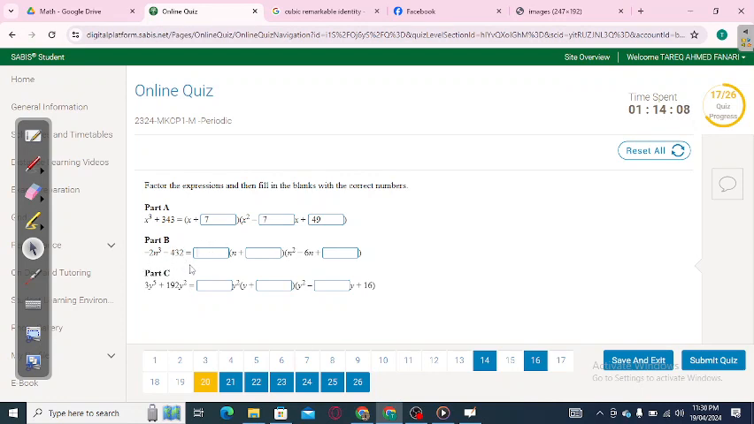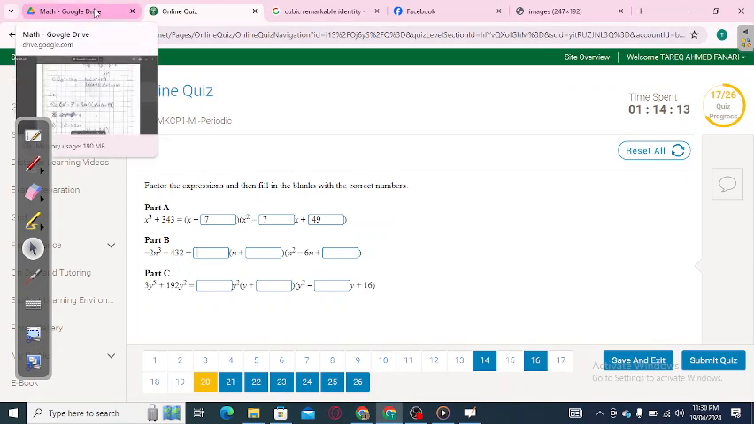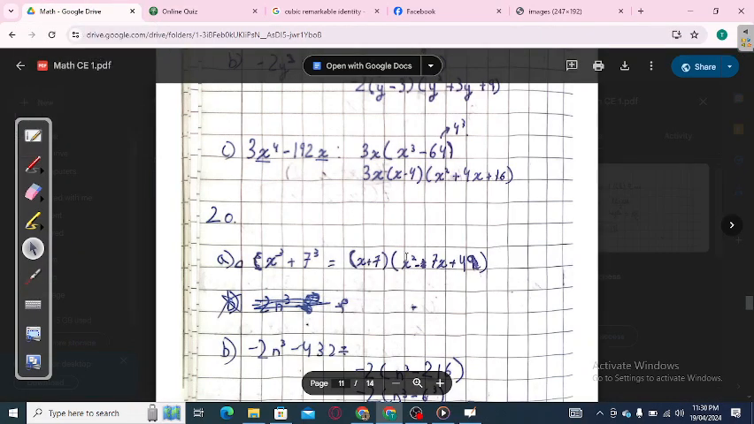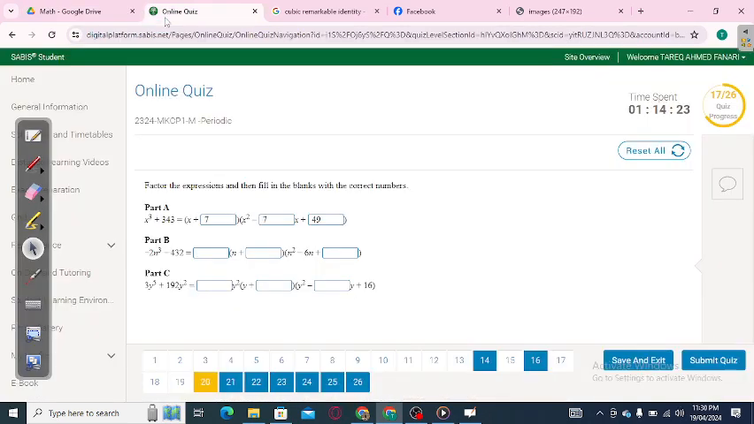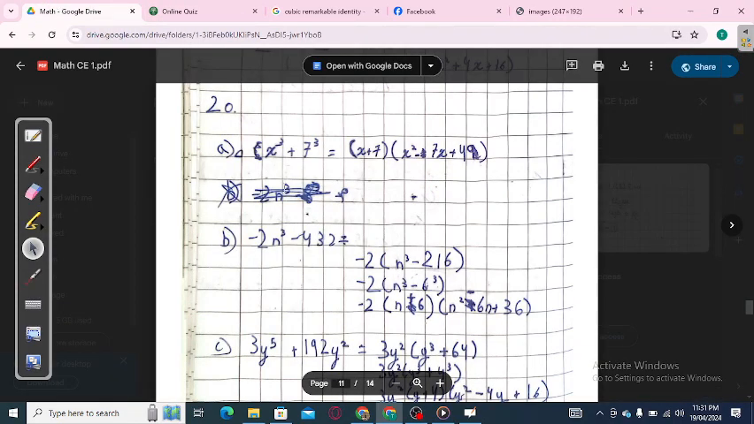Now, here, 432, I believe to be 9. No, it's not 9. 432, I don't think it's factorizable, is it? Oh wait, I forgot to divide by 2. Okay, so it's minus 2 n plus, now you divide, I think you got 216. 216 is 6 cubed. So it's n plus 6, and this is going to be 36. Let me just check. Yes, it is.